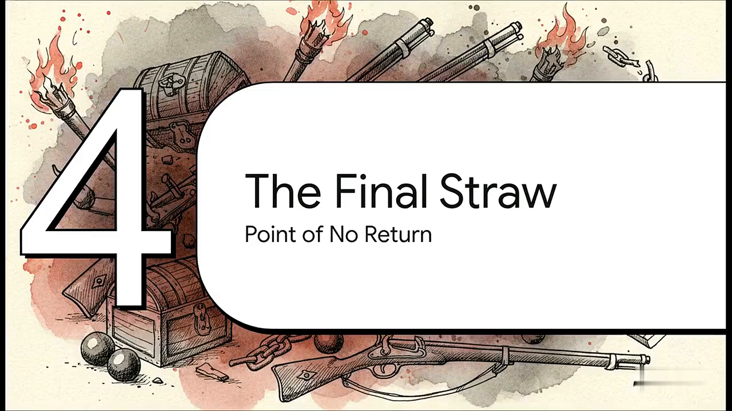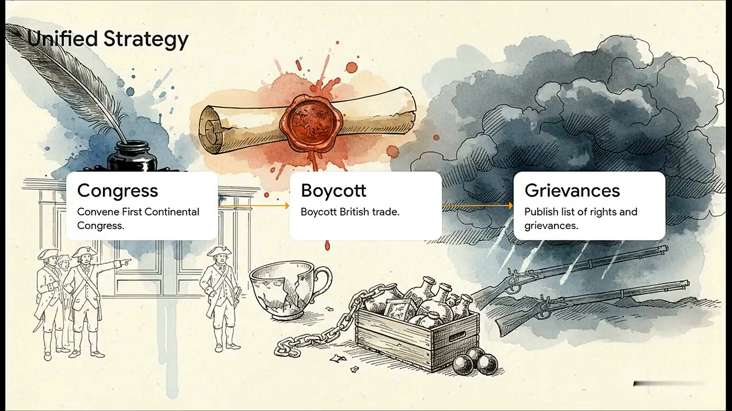Moving to Section 4, the final straw and the point of no return. We've officially reached the boiling point. This is the exact moment where political protests finally give way to coordinated, armed resistance and the undeniable spark of war. Patriot leaders from every single colony realized they desperately needed a unified strategy, so they methodically organized their pushback. They convened the First Continental Congress, coordinated a massive colony-wide boycott of British trade, and published a formal list of rights and grievances to the king.